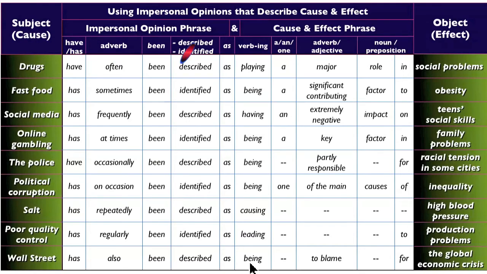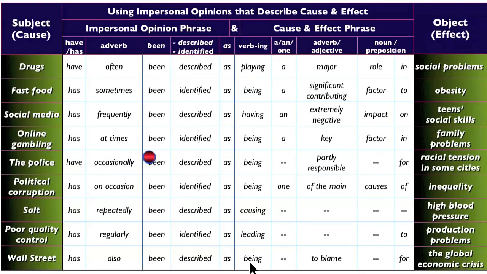Drugs have often been described as playing a major role in social problems. Fast food has sometimes been identified as being a significant contributing factor to obesity. Social media has frequently been described as having an extremely negative impact on teens' social skills. Online gambling has at times been identified as being a key factor in family problems. The police have occasionally been described as being partly responsible for racial tension in some cities.